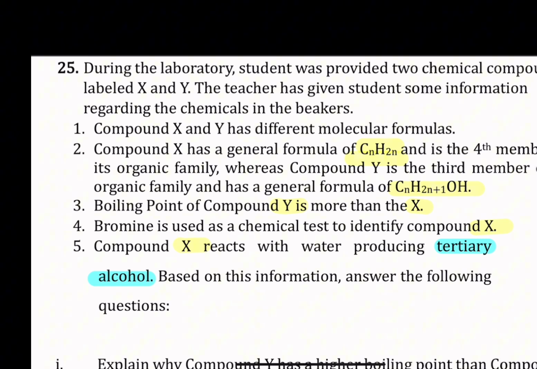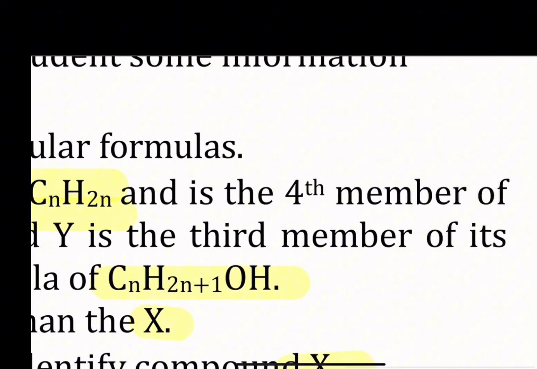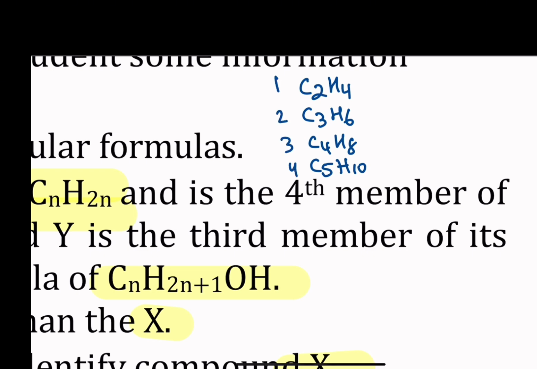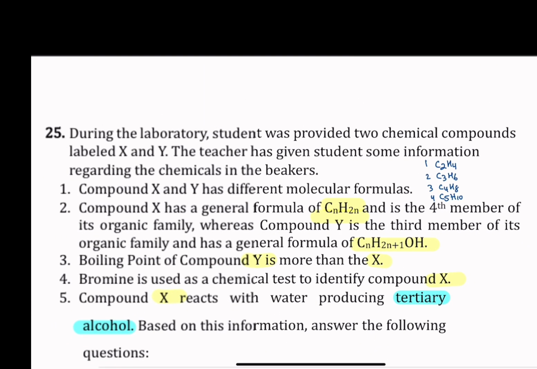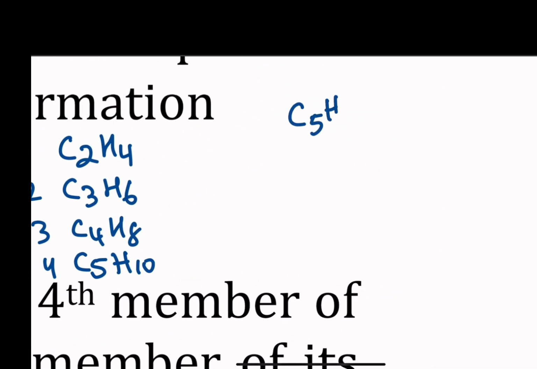Now, fourth member of organic family of alkene. We know that there is no methane. So the first member is C2H4, and then C3H6, and then C4H8, and C5H10. So first, second, third, and fourth member is that. Now fourth member of its organic family. Now this is C5H10 we're talking about.